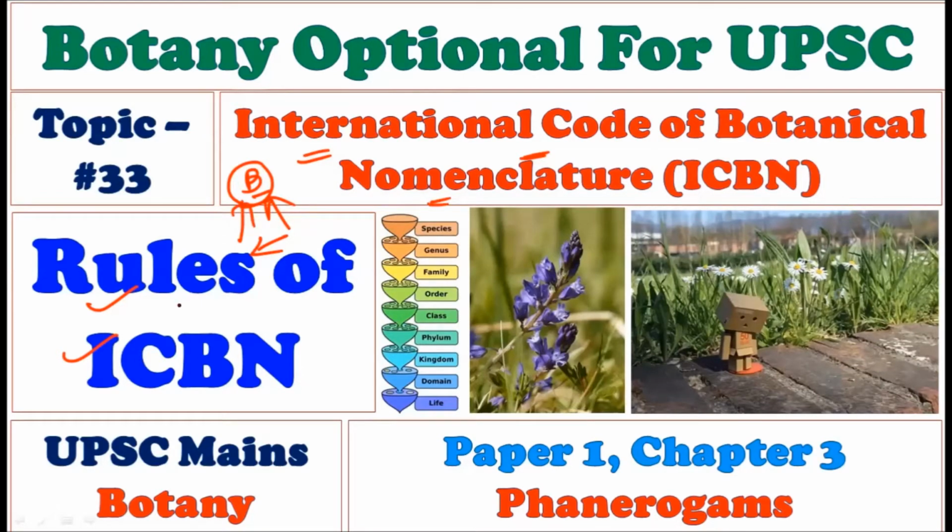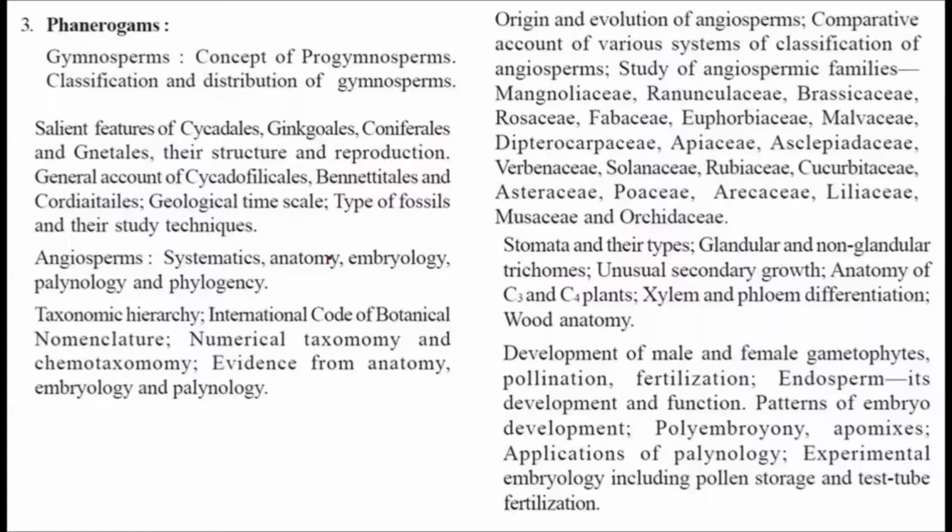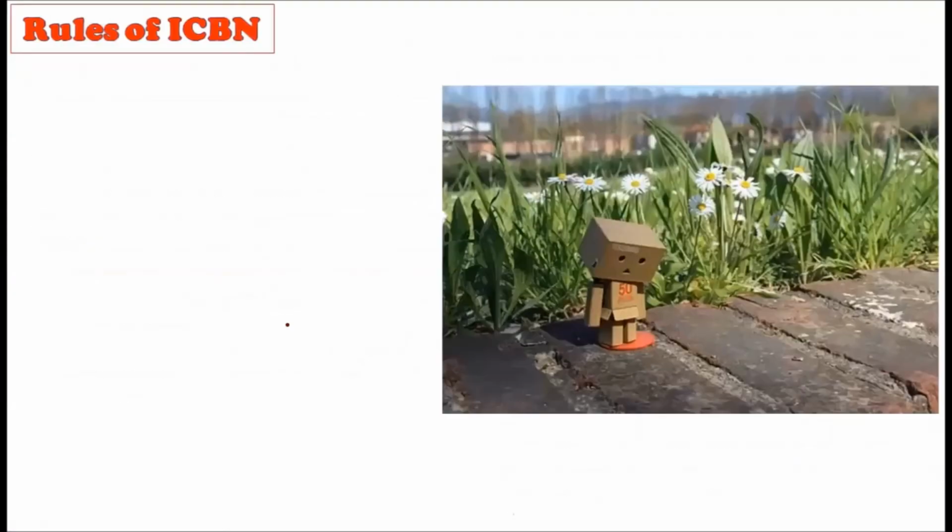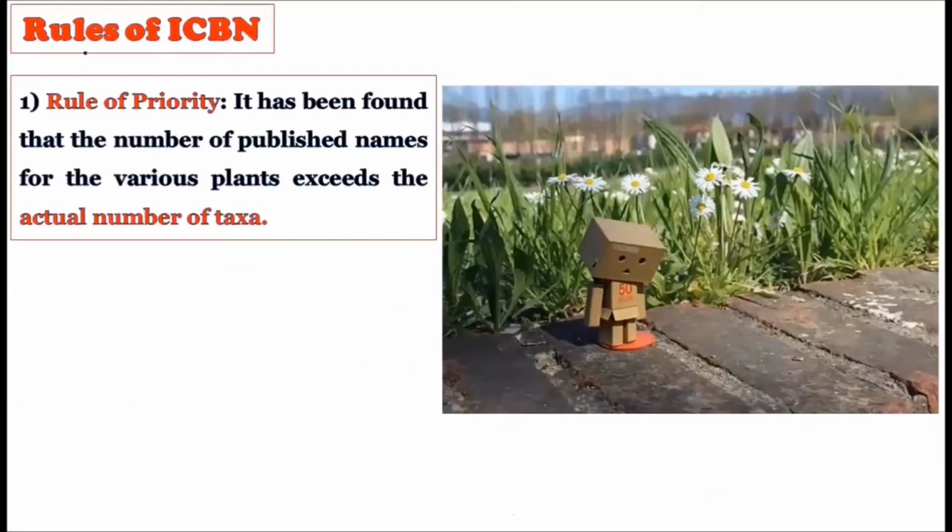So now consider the rules of the ICBN. We are dealing with Paper 1 and chapter number 3, that is the phanerogams, under which we have to study gymnosperms as well as angiosperms, and we are at the International Code of Botanical Nomenclature. Now consider the introductory slide, the rules of the ICBN.